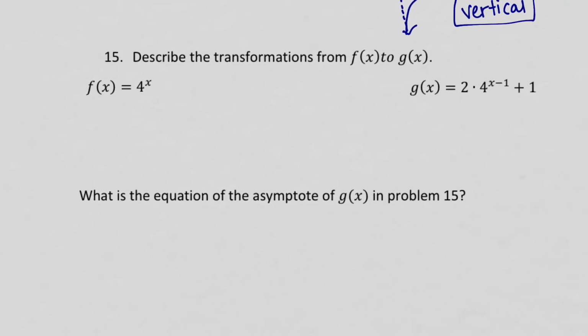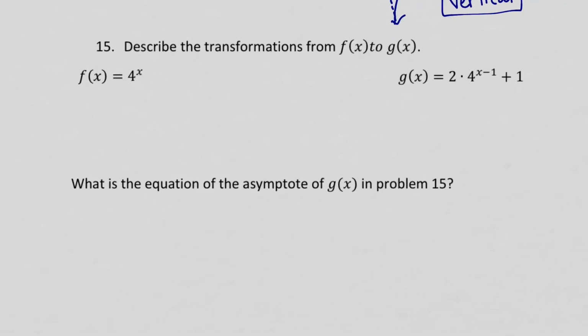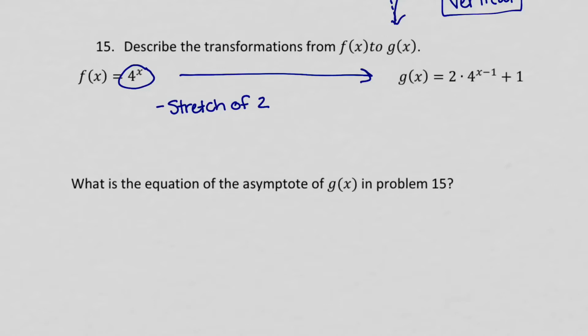Number 15, we want to describe the transformations that happen if this is my parent function, and it transforms into that function. Well, there became a 2 out front. Multiplying by 2, that means I have a stretch because it is greater than 1. I have a stretch by a factor of 2. Grouped in the power with x is a minus 1, so that means it's going to move right 1. And tacked on to the end all by itself is a plus 1, which just means I'm going to move up 1. Okay, and those are what happened from the parent function given to get to g of x.